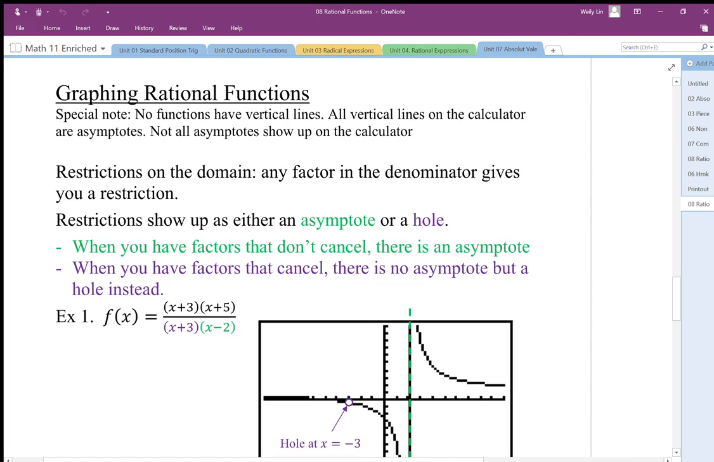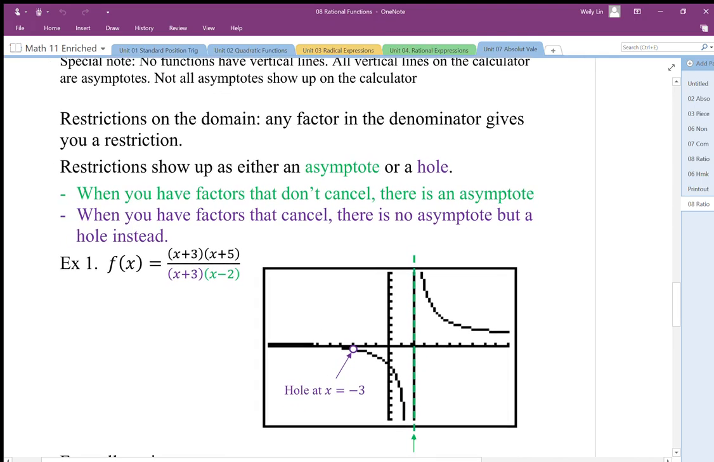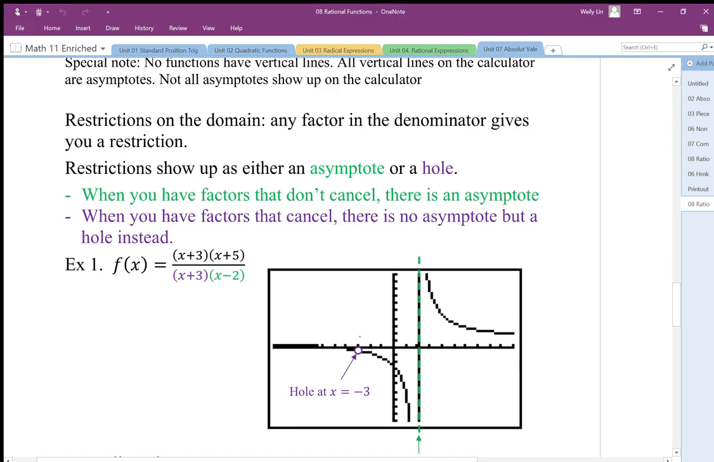So to determine whether something is a hole or an asymptote, we use this criteria. In this case, if we take a look at this f of x graph, there's a hole at x equals -3 from this function, and there's a restriction x plus 3, and we have a vertical asymptote at x equals 2. So there's a restriction x minus 2.